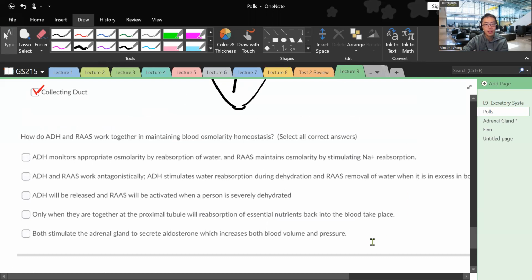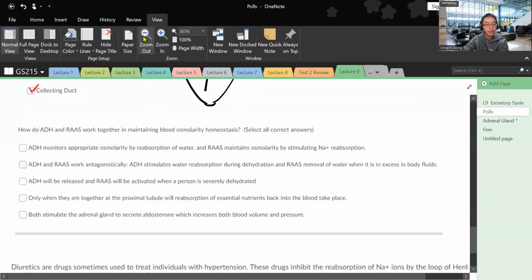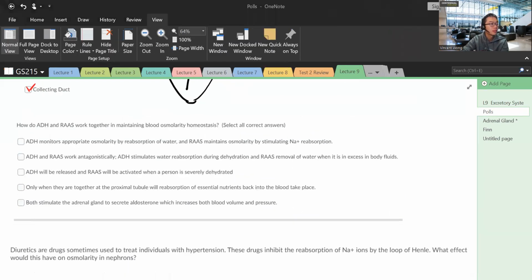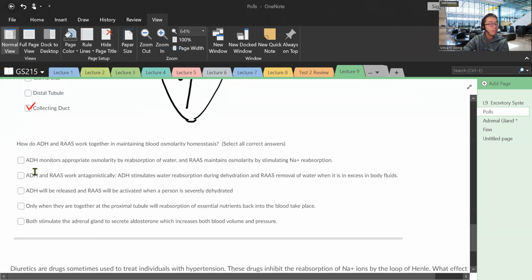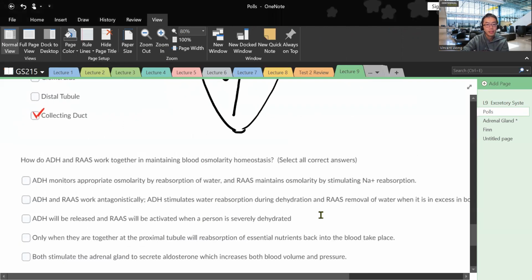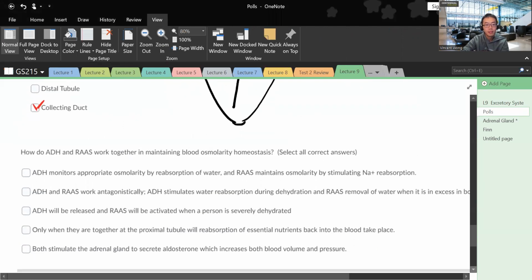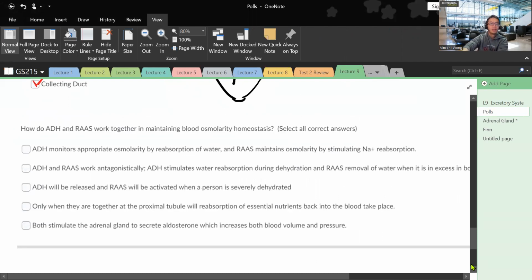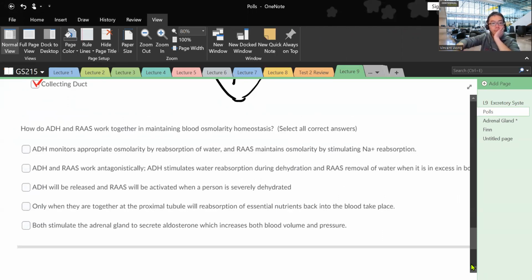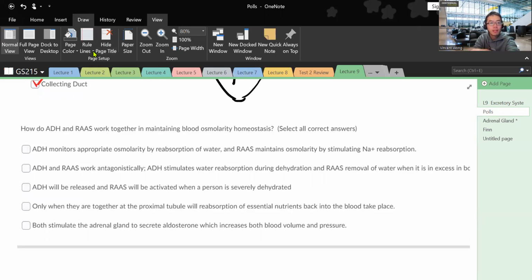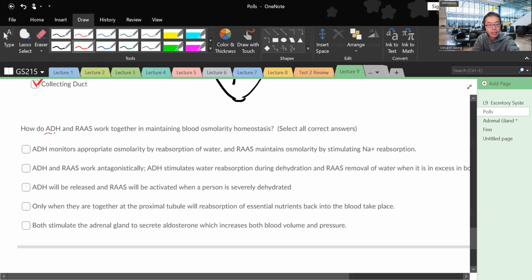Yeah, this one is very long. Let's take a look as well. Go ahead. This is multi-select. And again, ADH, I only explained briefly, but this conserves water.